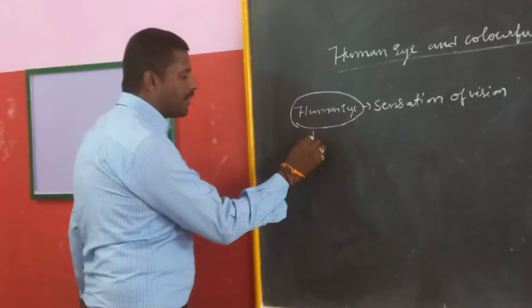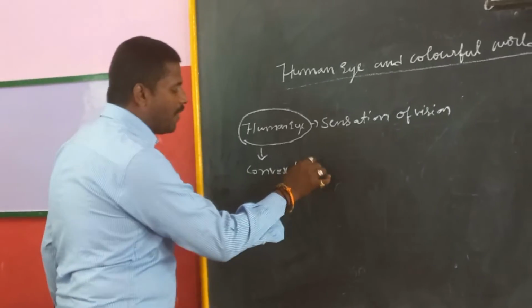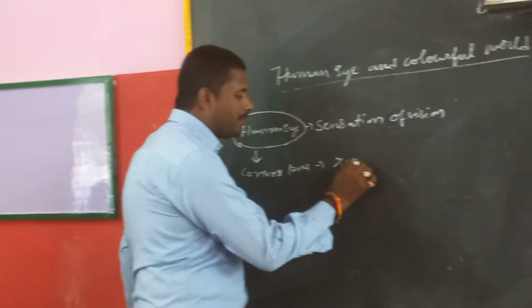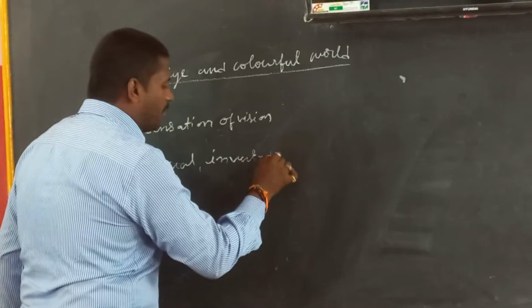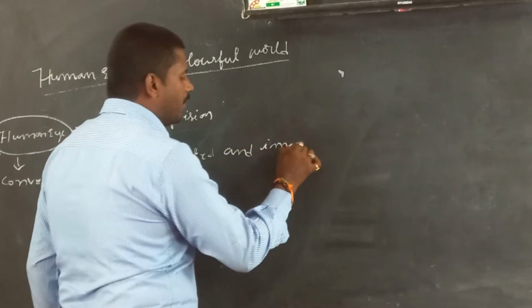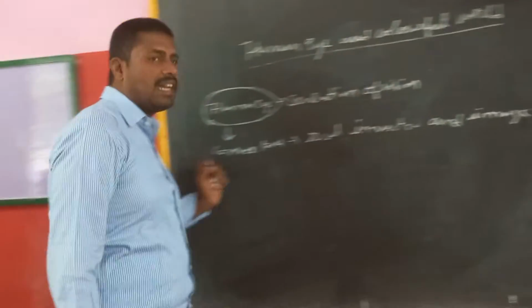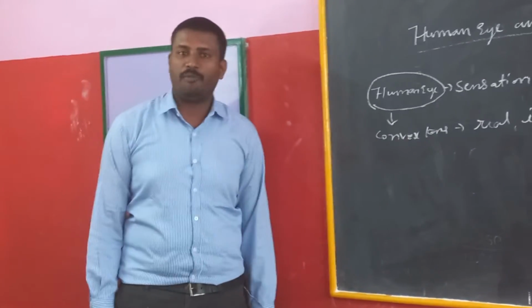The human eye has a convex lens. The human eye always forms a real, inverted and diminished image. Mainly, we say that the inner layer of the eye is the retina. The retina is responsible for the formation of the image.